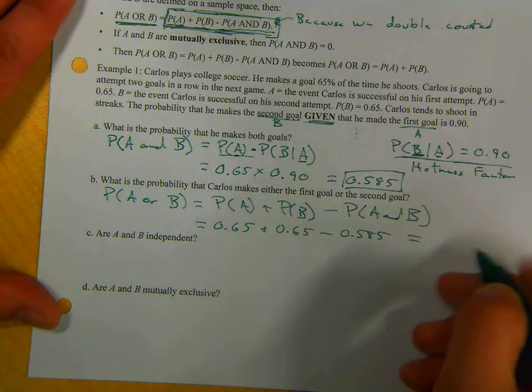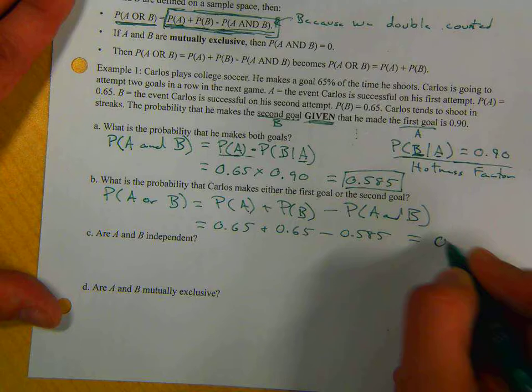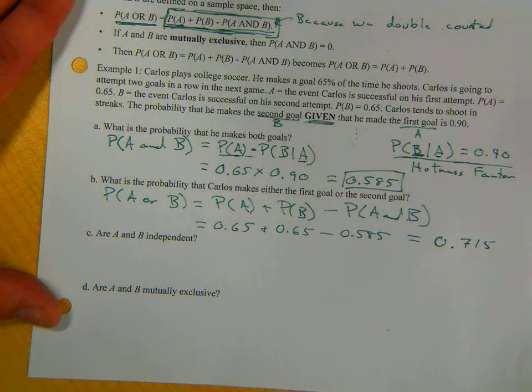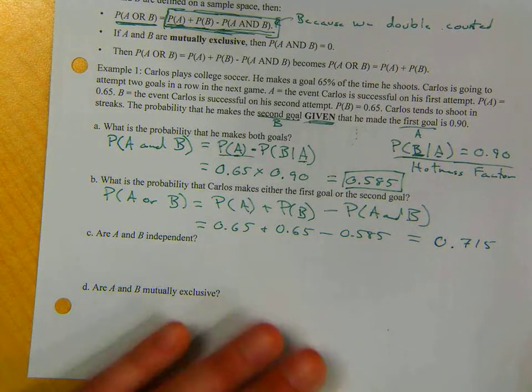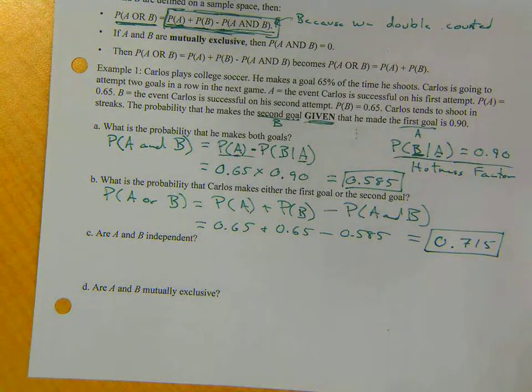All right. So what do I get if I do these two? 0.715. So 71.5% of the time, we could expect Carlos to score either the first goal or the second goal. Bigger probability than the and statement. That will also always happen.